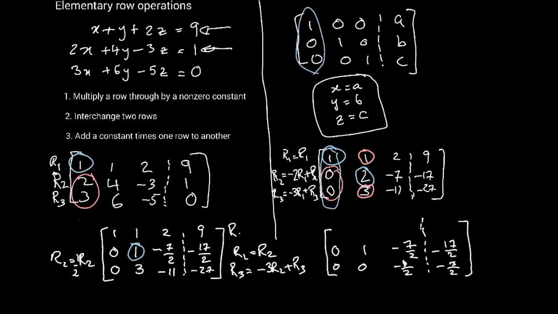So R1, now let's deal with that. R1 simply will be minus R2 plus R1. So that will be 0, 0, 11 over 2, and 35 over 2.